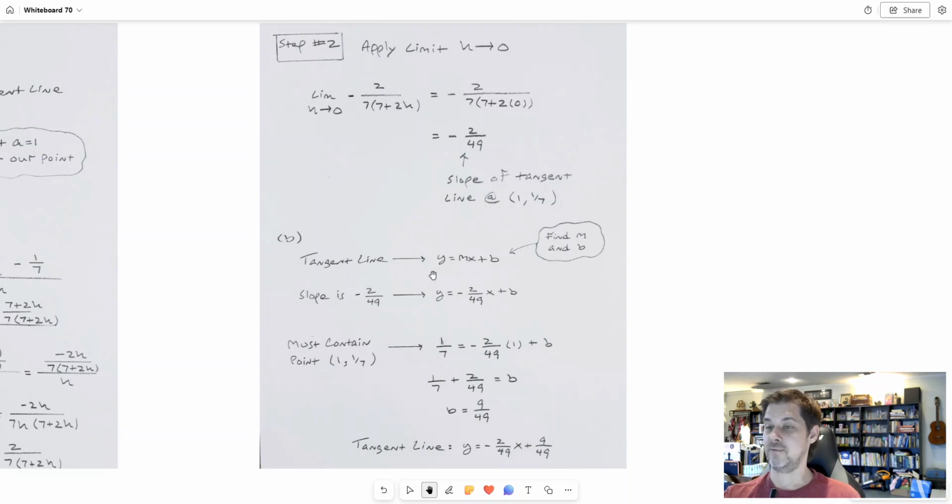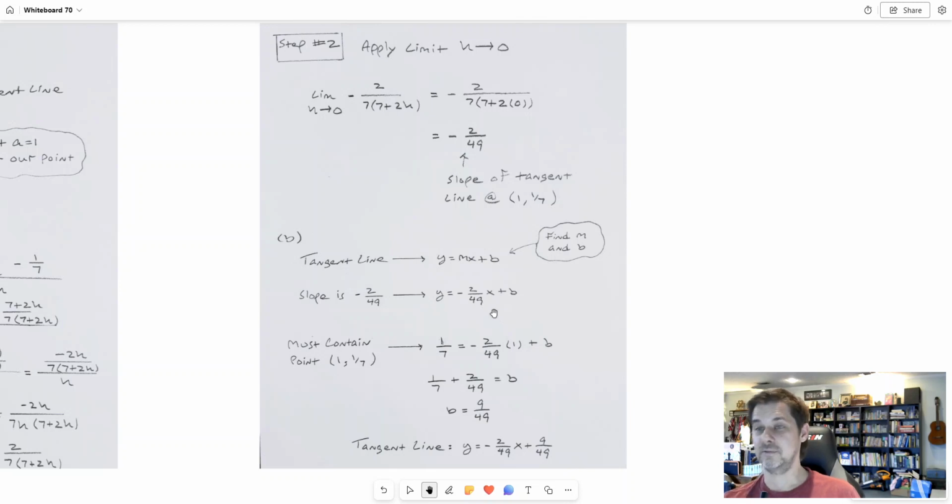Lines have the equation y equals mx plus b. So it would just be a matter of finding m and b. M's the slope, b's the y-intercept. Well, I know the slope is negative 2 over 49, so that equation must take the form y equals negative 2 over 49x plus b.